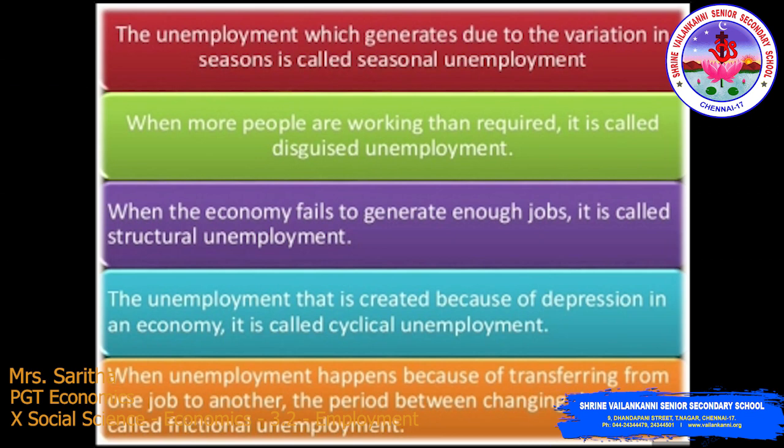Third, when the economy fails to generate enough jobs, it is called structural unemployment. Next, the unemployment that is created because of depression: during a depression in an economy, some kind of unemployment will occur. We call it cyclical unemployment. The last one: when unemployment happens because of transferring from one job to another, that period between changing jobs is called frictional unemployment. These are the types of unemployment.